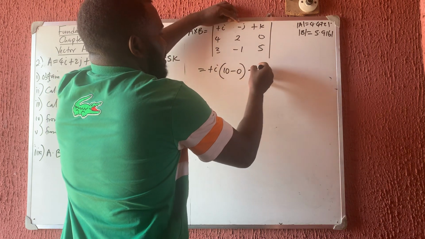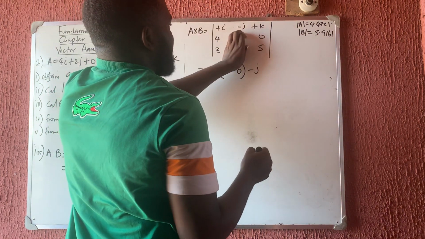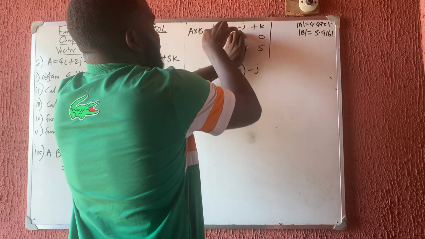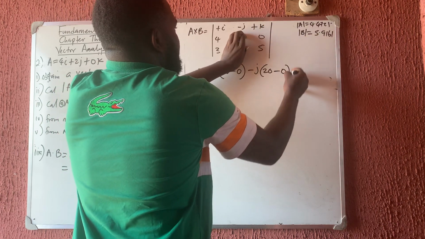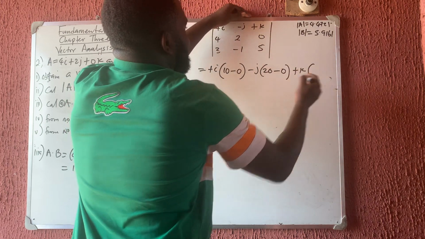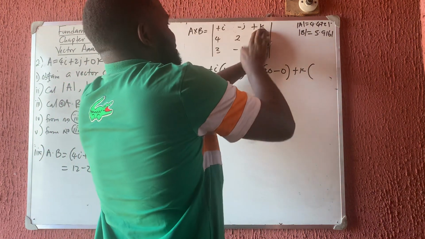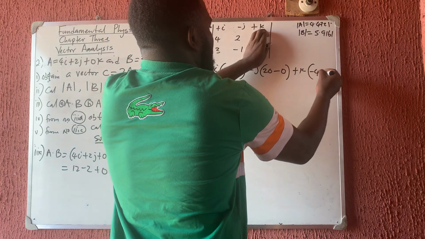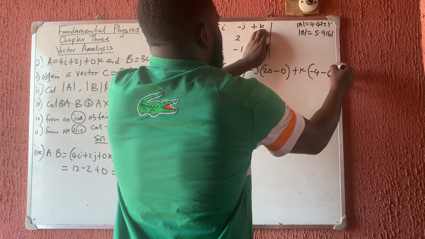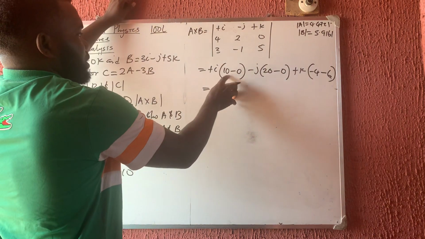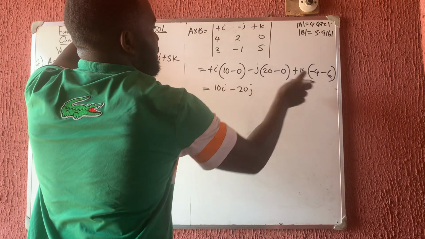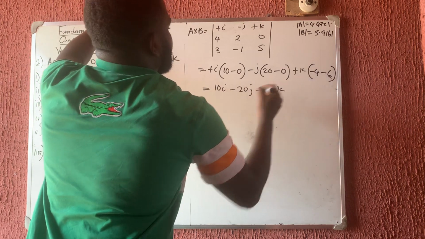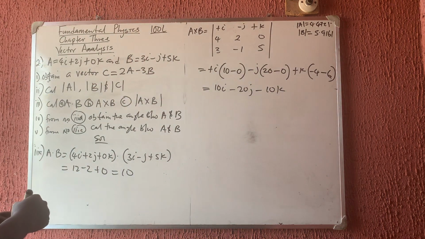So you are taking the next one, minus J, then cover everybody under minus J and do the same cross multiply. 4 times 5 is what? 20, minus 0 times anything is 0. Then finally plus K. If you pick plus K, you close here and do left minus right. 4 times this is minus 4, minus 2 times 3 is what? 6. So my final answer will now be what? This minus this will give you 10I. This minus this will give you minus 20J. This minus this will give you minus 10K. All right. So this is my A cross B.